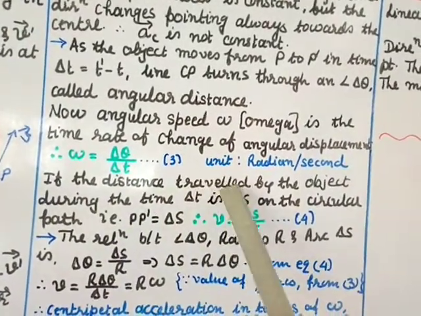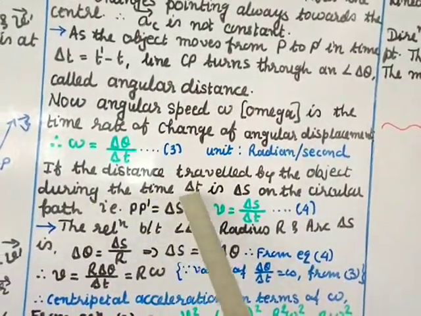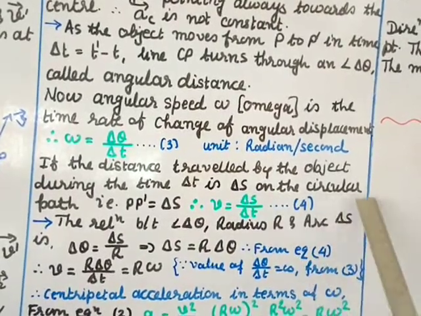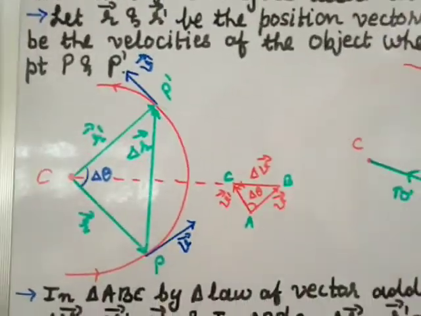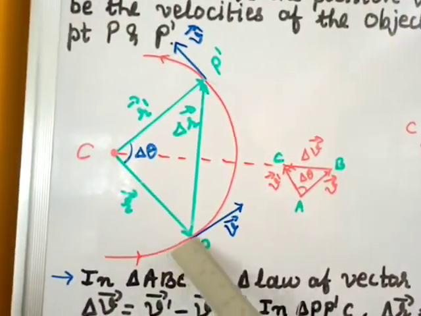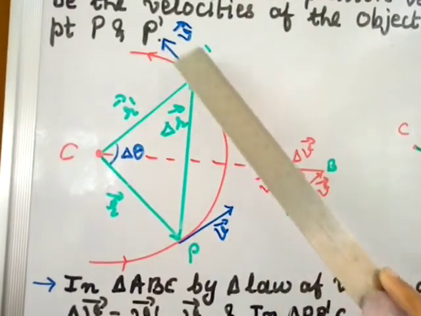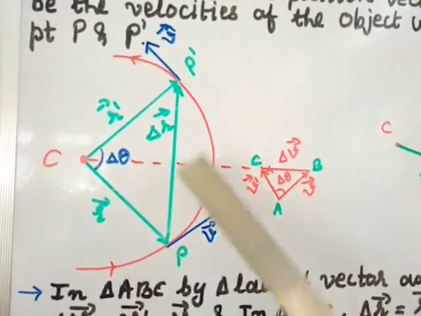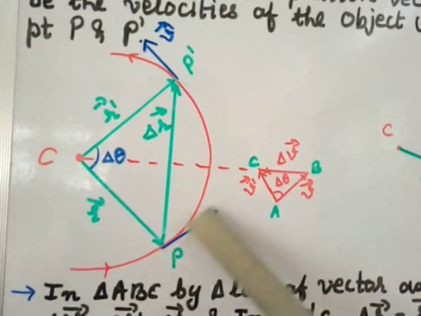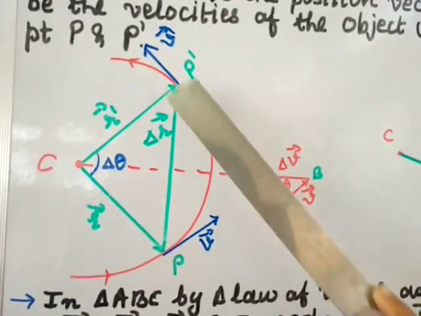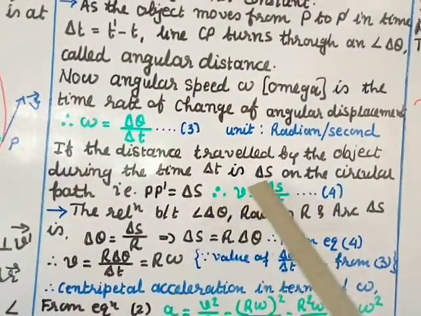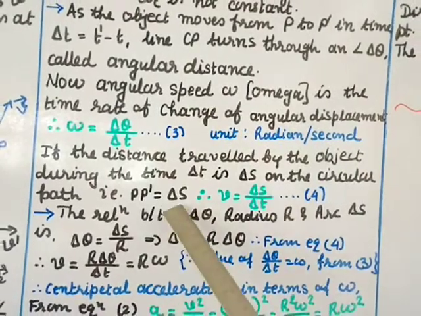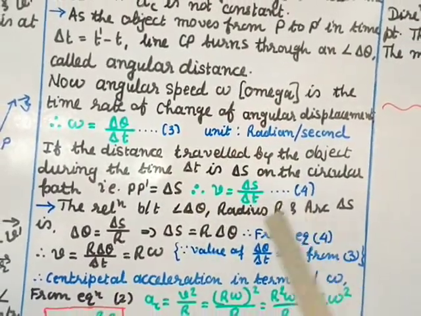If the distance traveled by the object during the time delta t on the circular path is delta s, that is, P P dash equals delta s. In time delta t, the circular distance moved by the object, from here to here on the arc, we consider as delta s. Then you know that linear velocity v equals distance by time. So distance delta s divided by the time delta t, call it equation 4.